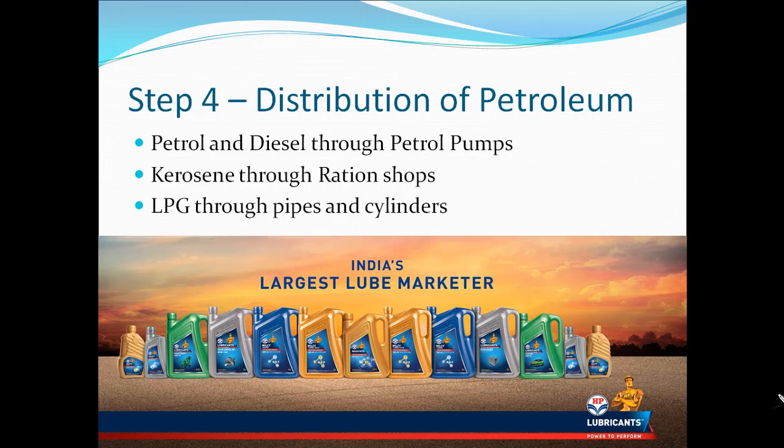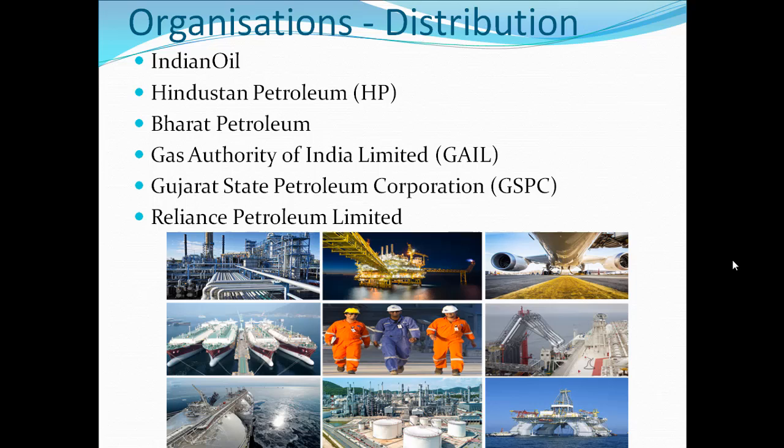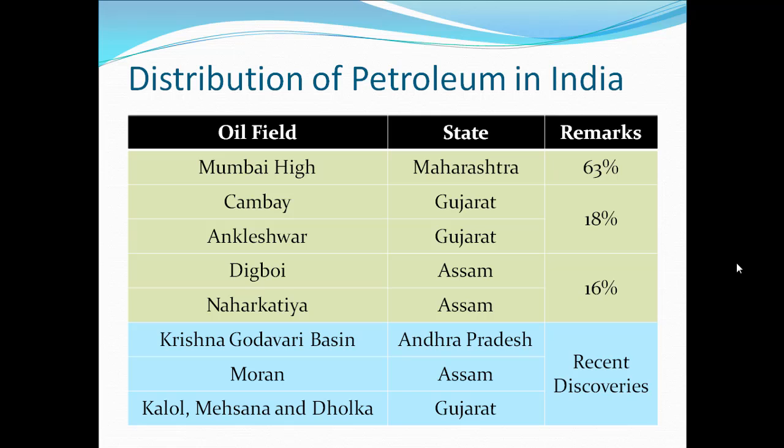Step 4. Distribution of petroleum after fractional distillation. Petrol and diesel through petrol pumps, kerosene through the ration shop, and LPG through pipes and cylinders. This is the list of organizations in the distribution of petroleum byproducts in India: Indian Oil, HP, Bharat Petroleum, GAIL, GSPC and Reliance Petroleum Limited. Now we'll see the distribution of petroleum in India, or we can say the percentage of crude oil extracted from oil fields. Maharashtra comprises 63% of crude oil from Mumbai High.